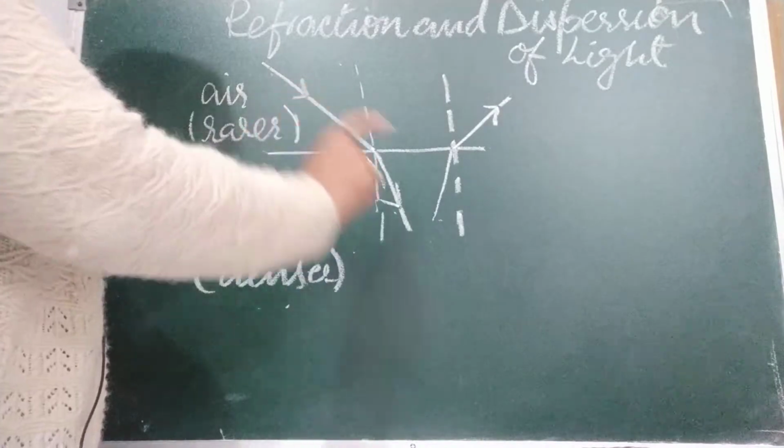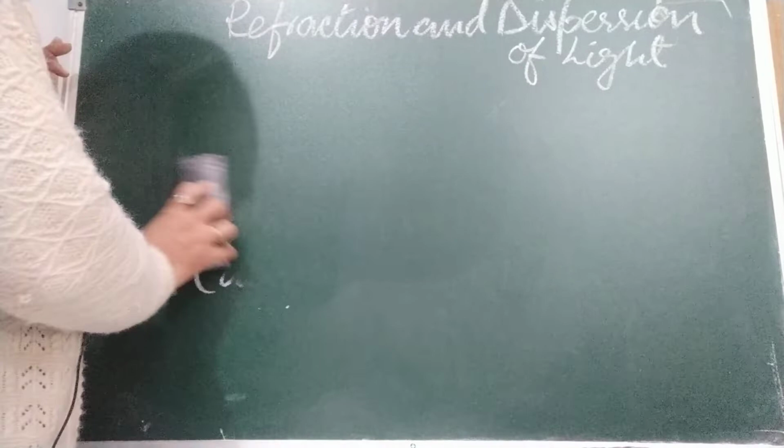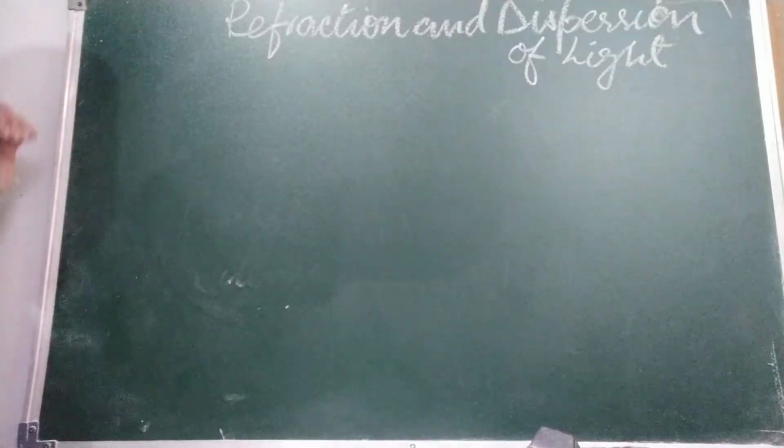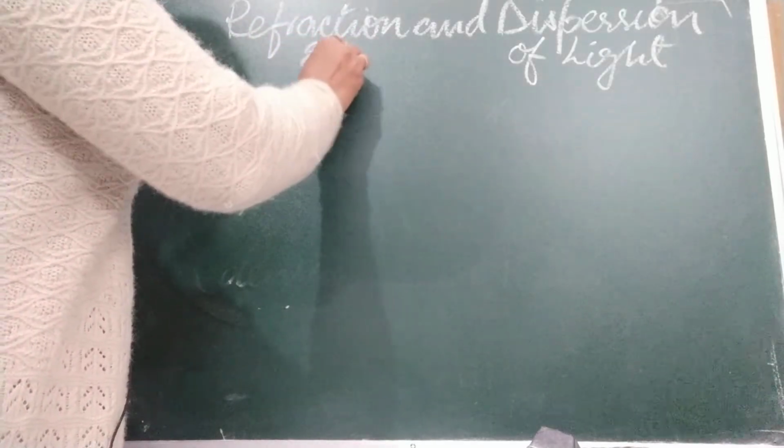The change of speed takes place. Their speed is most in air, then less in water, and least in solids. Okay. So we say optically rarer medium to optically denser medium. When a ray moves from optically rarer to denser, it bends towards the normal, and from denser to rarer, away from the normal.